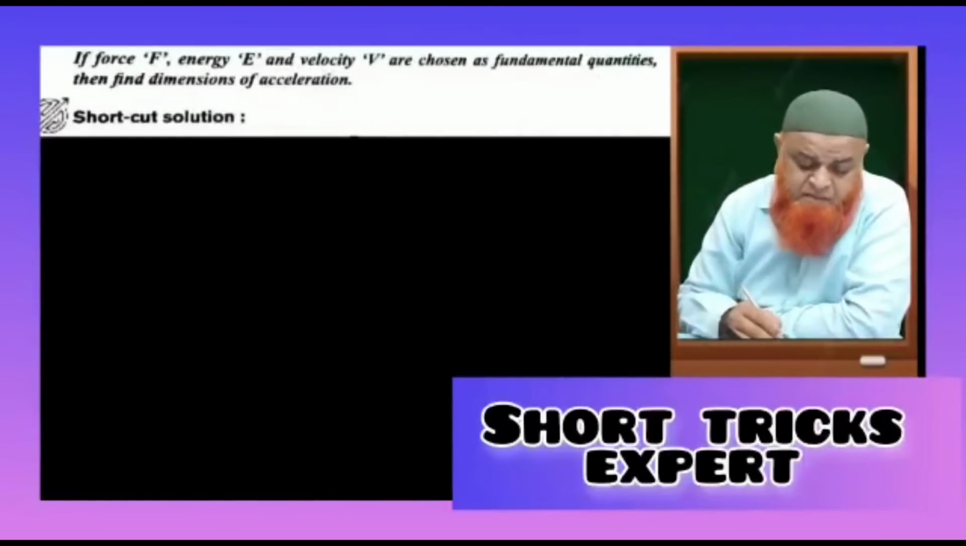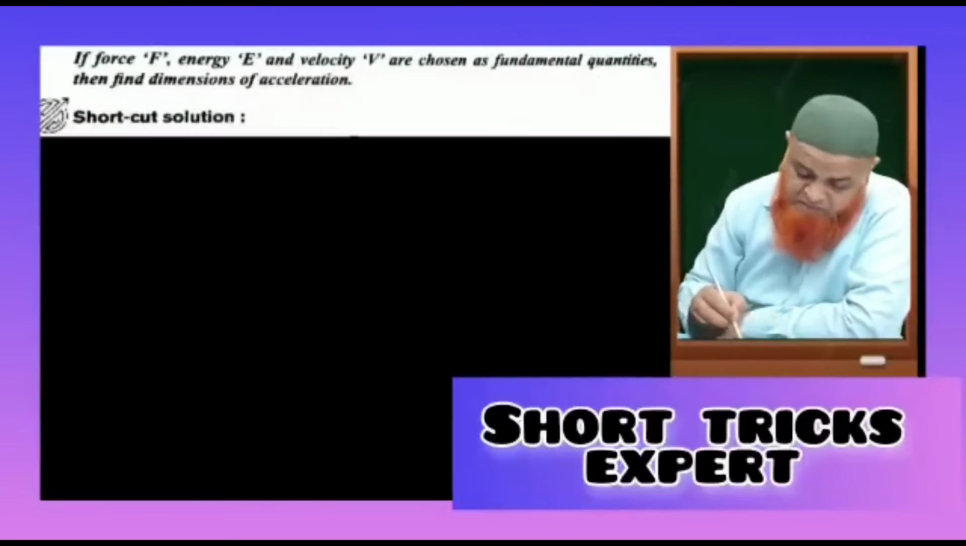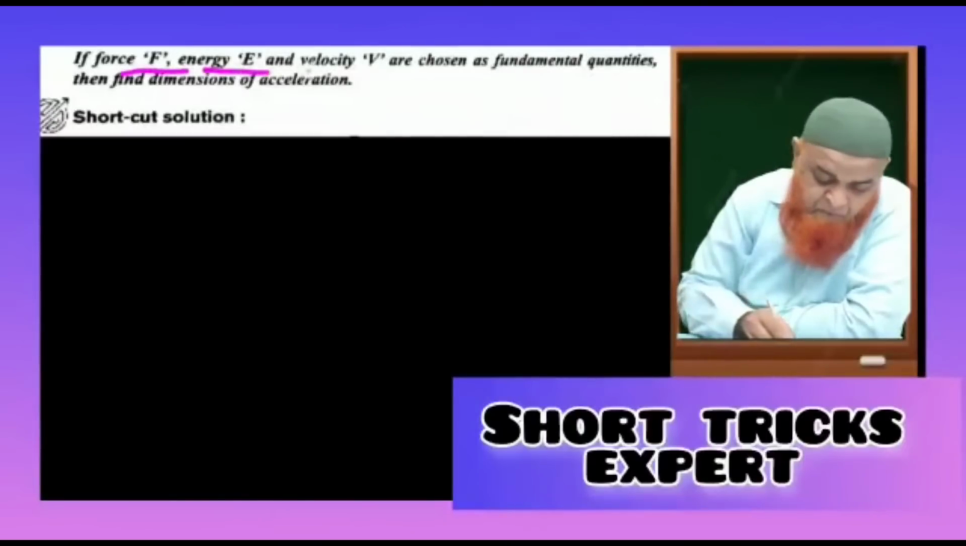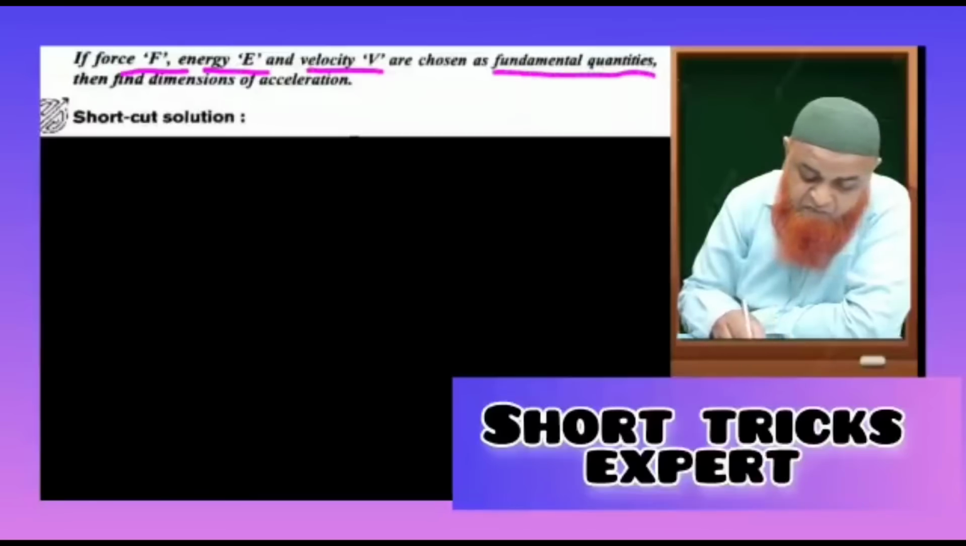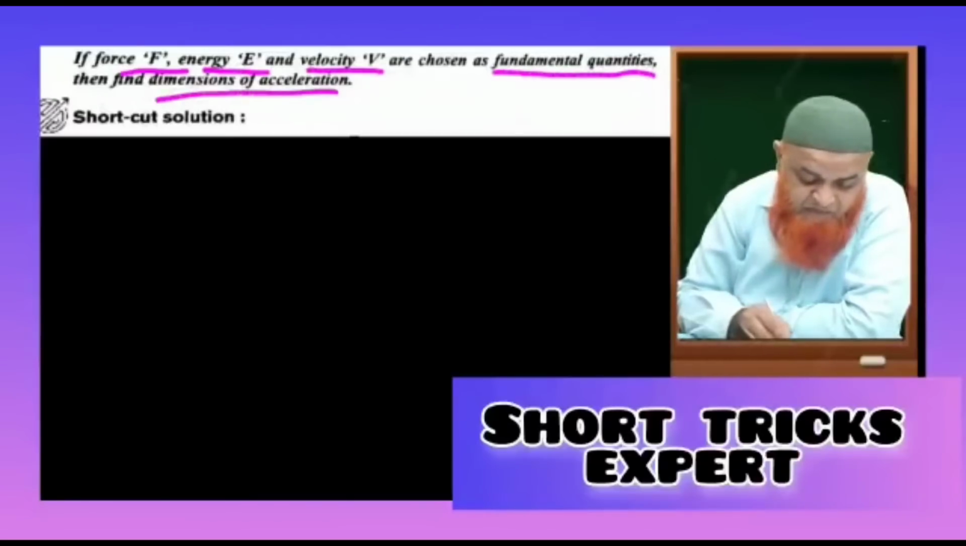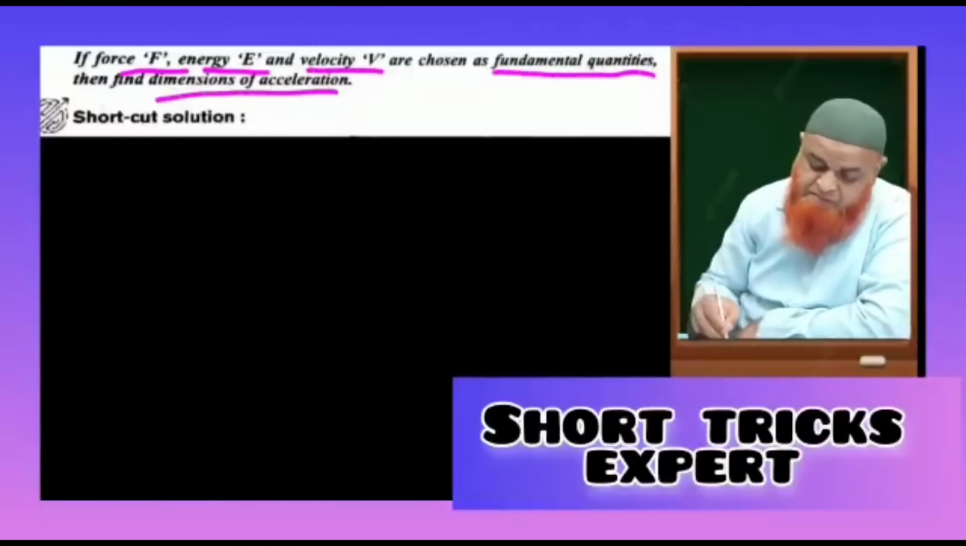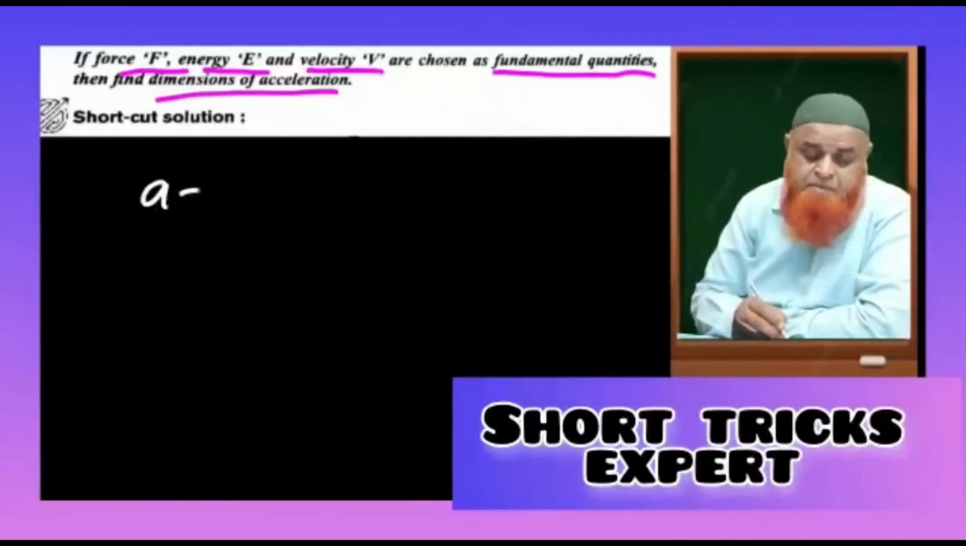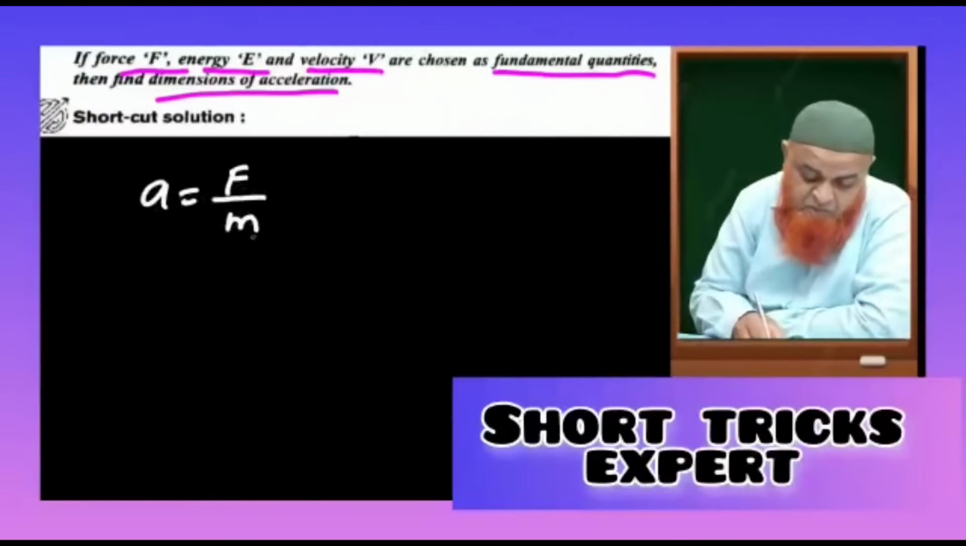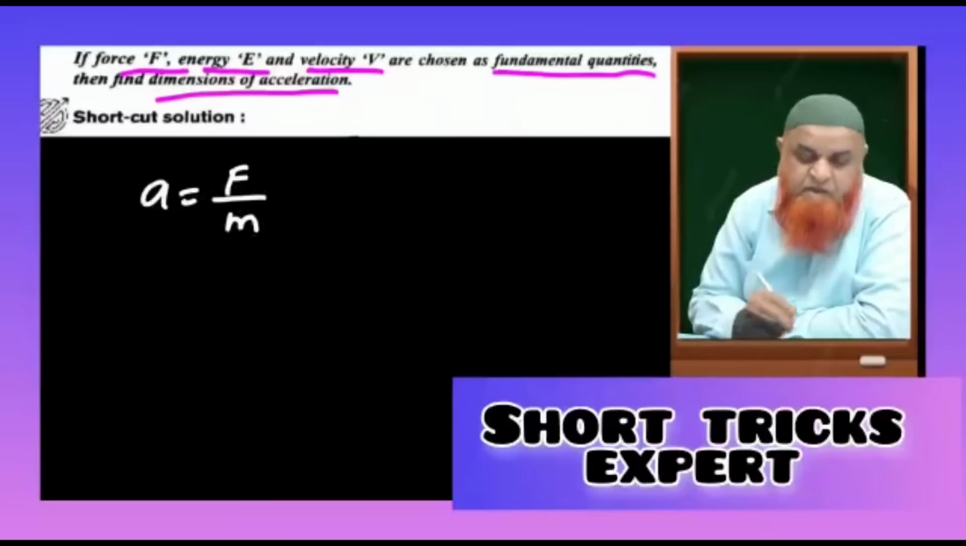So now you can see here, force, energy and velocity. In this problem, if you observe, force, energy and velocity are chosen as fundamental quantities of dimensions of acceleration. So what are we going to do here? Let us see. For example, acceleration, you all know, is force by mass.